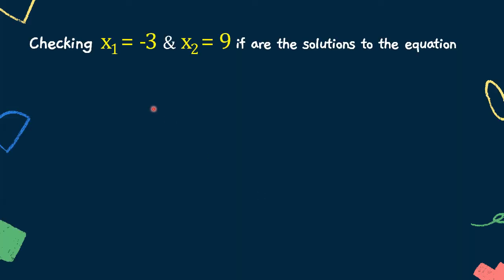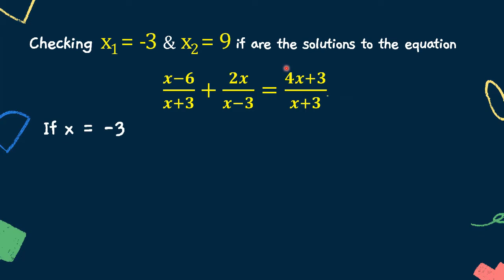So, take note that we have two values of x. The first one is negative 3, and the other one is positive 9. So, we will check if these are the solutions to the equation. So, first we have if x is negative 3. Let's try if x is negative 3. We will see if negative 3 is the solution to our equation.